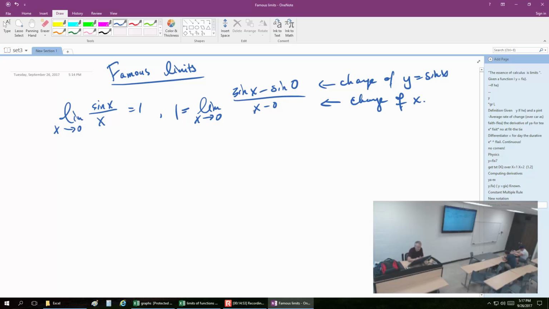It is the derivative. So this is the derivative of sine x at x equals 0. Okay, so that gives us only one derivative of all, but it is a starting point.